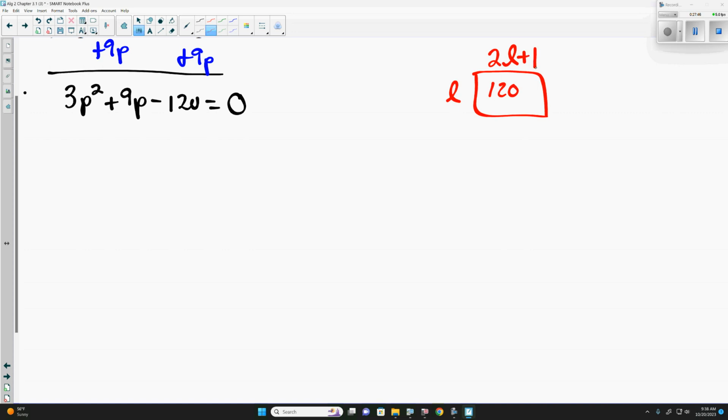Well, let's say one more than twice the length. So what we're saying is the length times 2 times the length plus 1 is equal to 120. We would multiply, get it into a quadratic, and solve. So quadratics do have uses there.